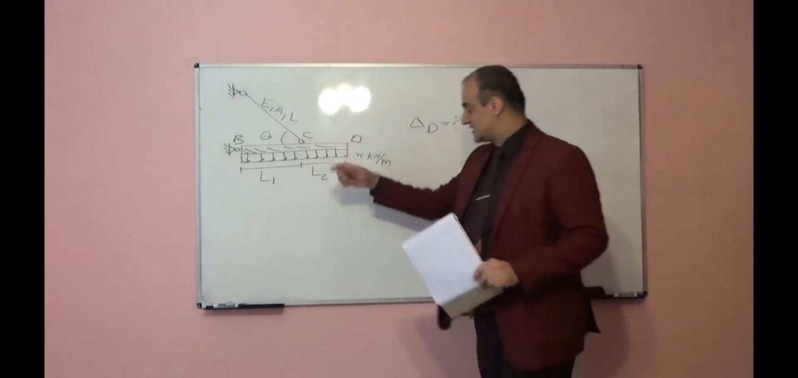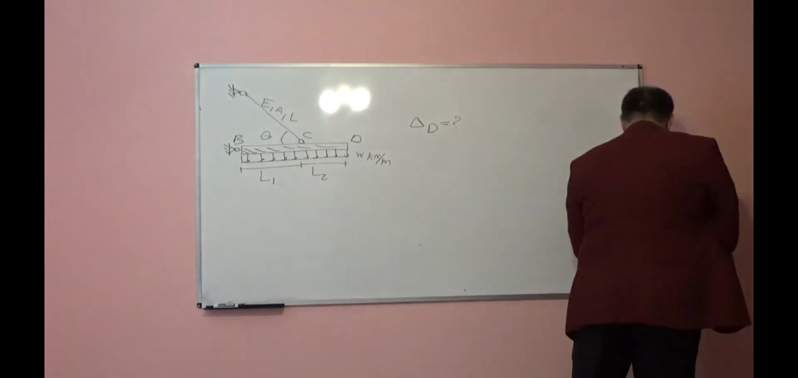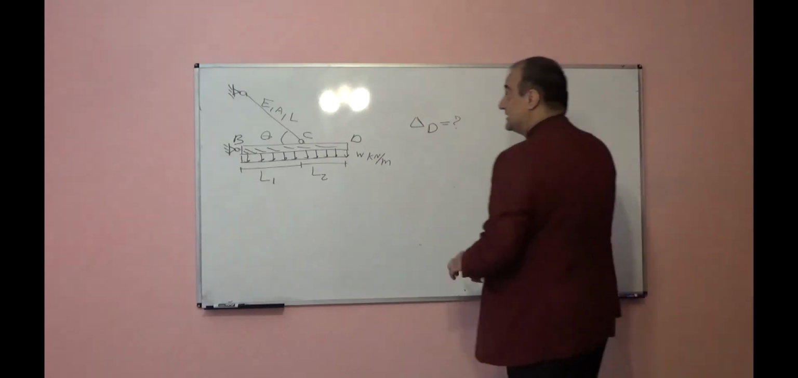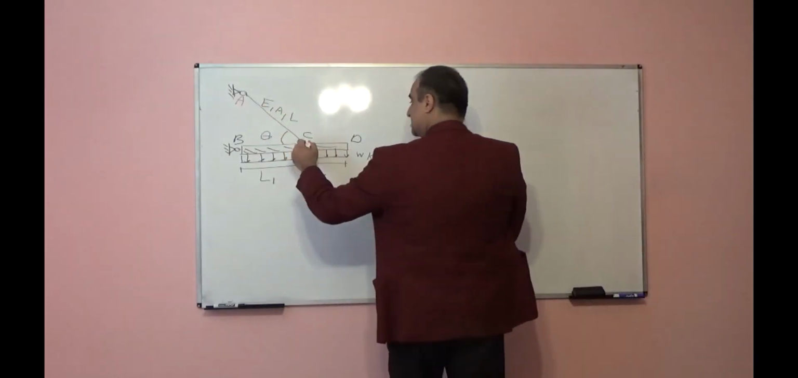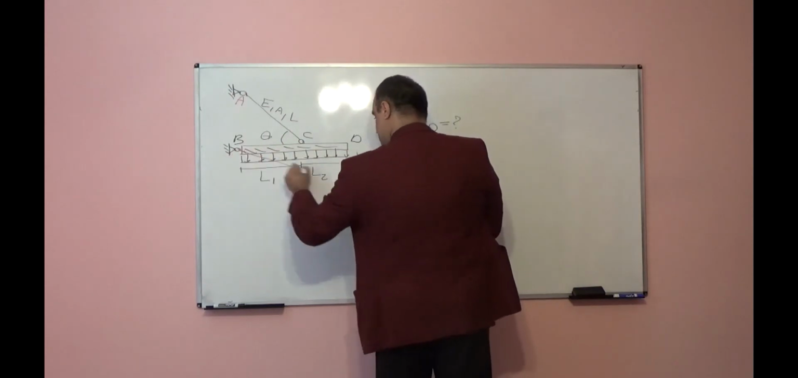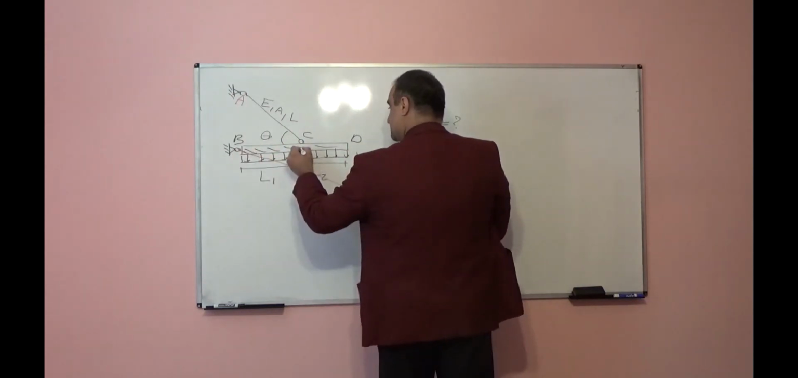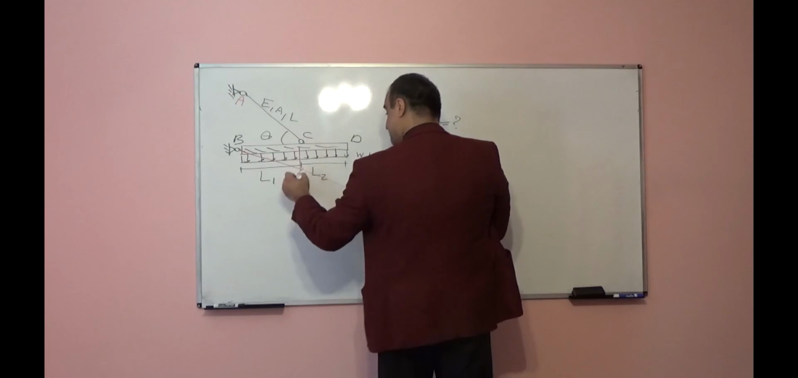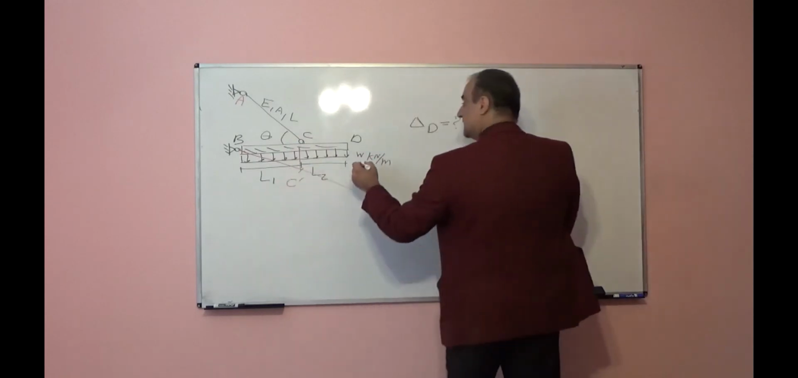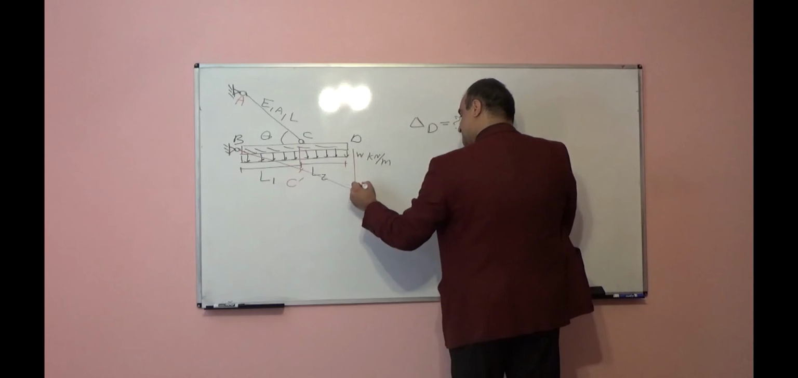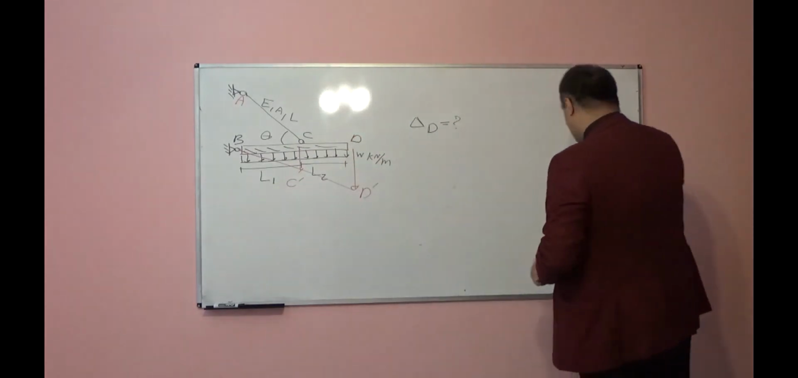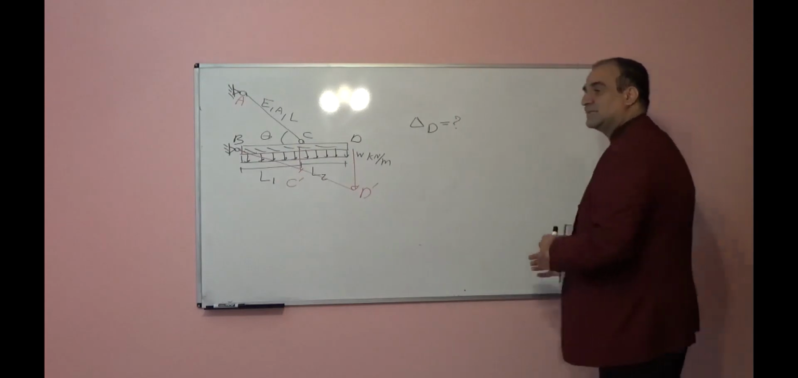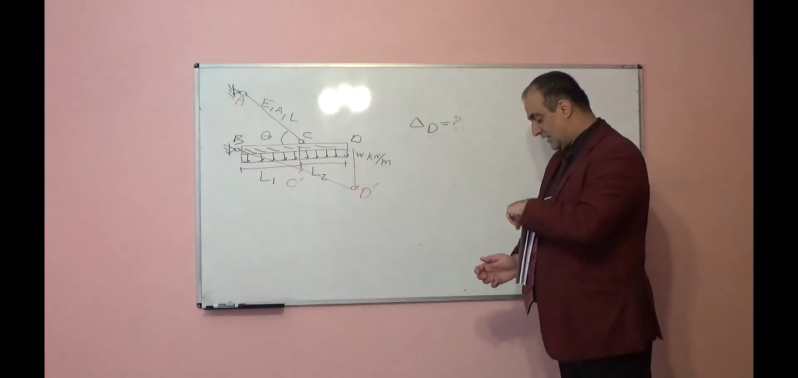So this is a rigid beam. If we apply load, what will happen? We will have elongation in this rod, for example AC, and this rigid beam will rotate. This point C will move to point C prime, and point D will move to point D prime. We want to find DD prime, the deflection at point D. How can we find it?